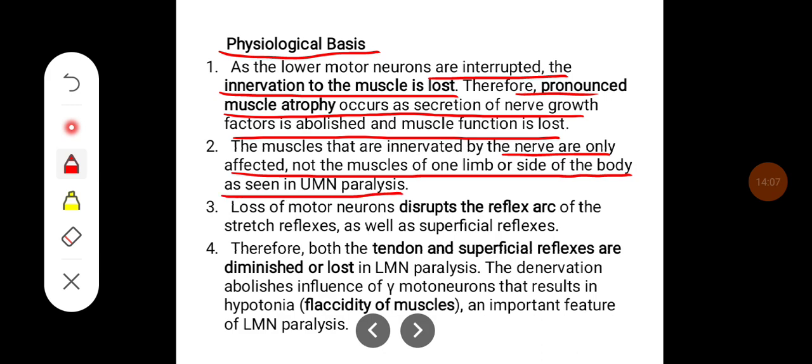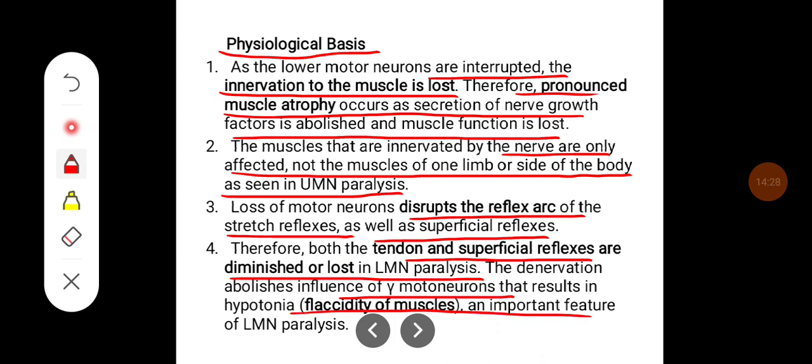Loss of motor neuron disrupts the reflex arc of the stretch reflexes as well as superficial reflexes. Therefore, both tendon and superficial reflexes are diminished or lost in lower motor neuron paralysis. The denervation abolishes the influence on alpha motor neurons that results in hypotonia, an important feature of lower motor neuron paralysis.